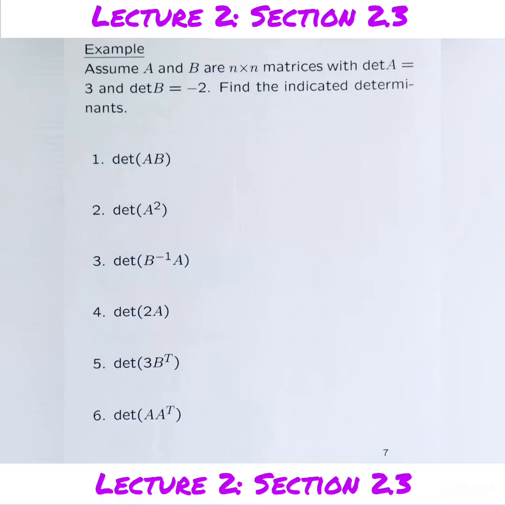Alright, so let's look at some applications of the determinant identities that we've done up until now. Let's say you have two matrices A and B that are n by n, and the one has determinant 3 and the other one has determinant minus 2. Then if we look at the first problem, the determinant of the product of A and B is the same as the determinant of A times the determinant of B, and that leads to 3 times minus 2, which is minus 6.